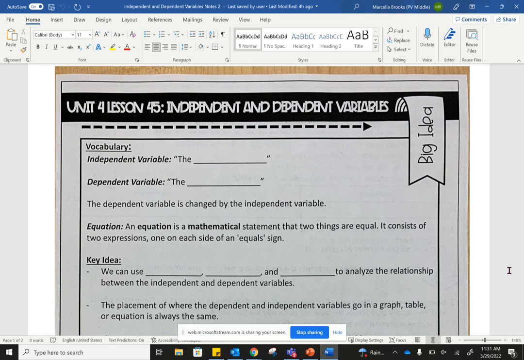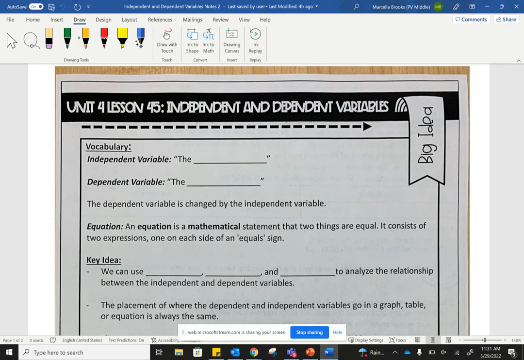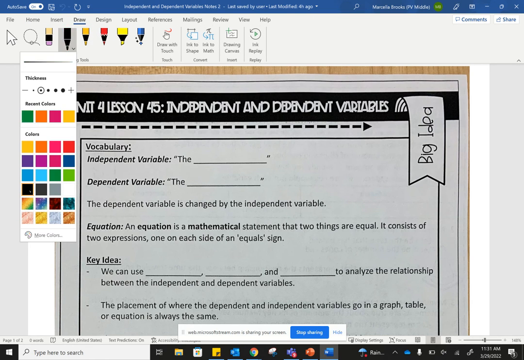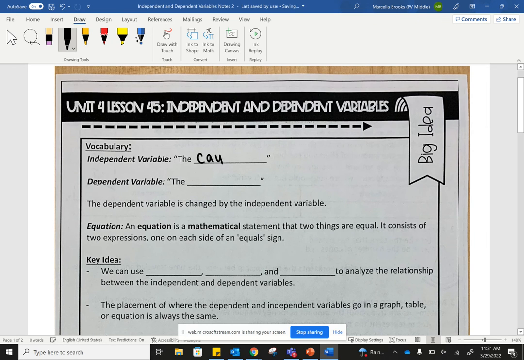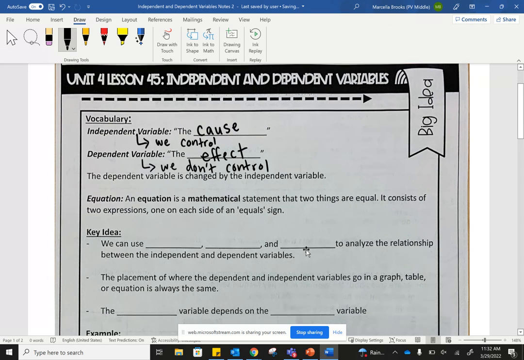So the independent variable is the cause. Let me get my pen ready here. It is the cause. In other words, it's something that we control. The dependent variable is the effect. So cause and effect, you guys should learn about that in language arts. So this is something we don't control. The dependent variable is changed by the independent variable.